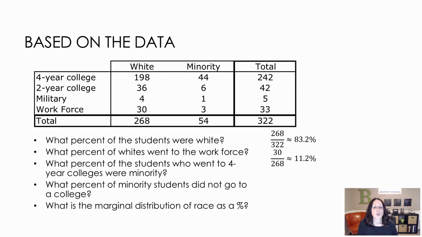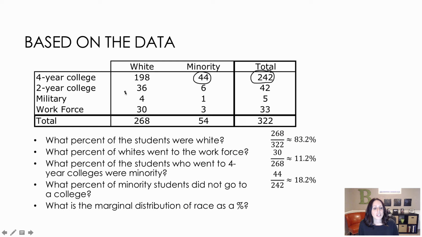What percent of the students who went to four-year colleges were minority? So again, I would look at the percent of people who went to a four-year college, which is 242, and minority would be 44 out of those 242. So again, it's really important to look at what is your population. Here the population is percent of students who went to four-year colleges, which would be the 242, and then how many of those were in the minority.